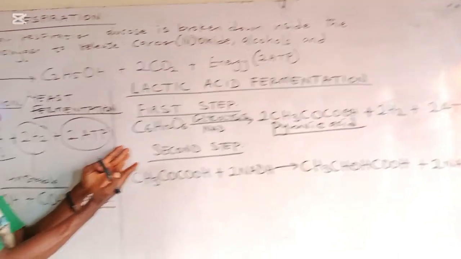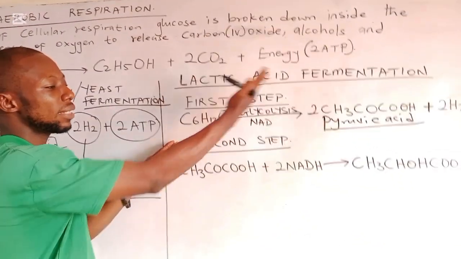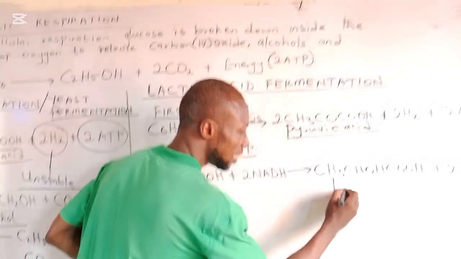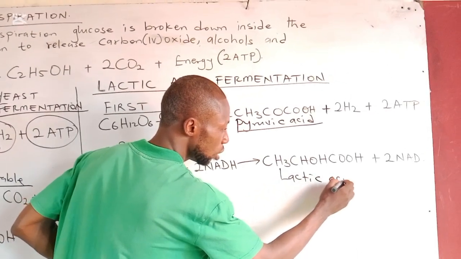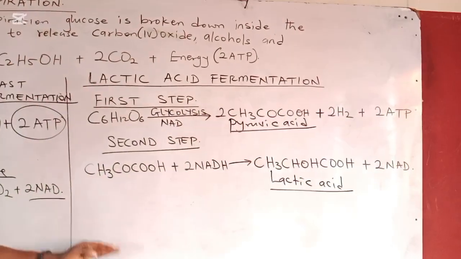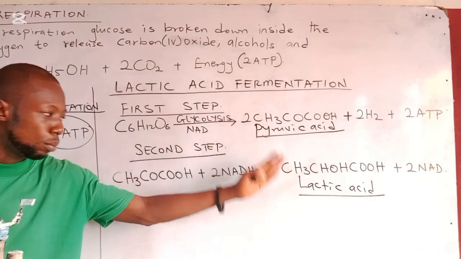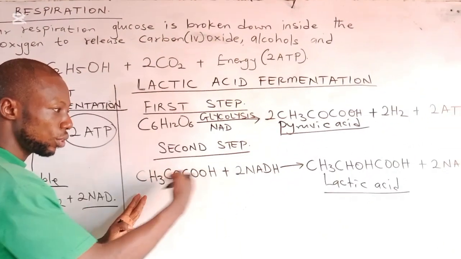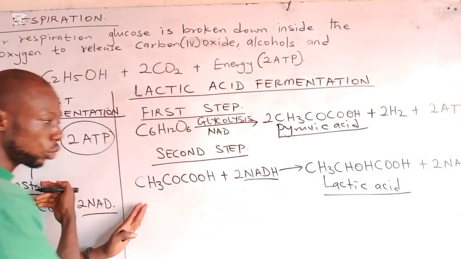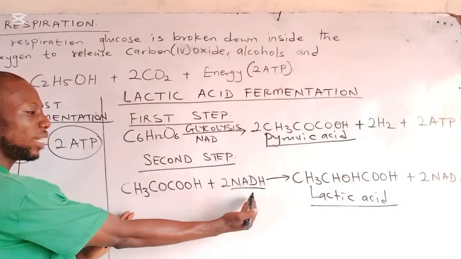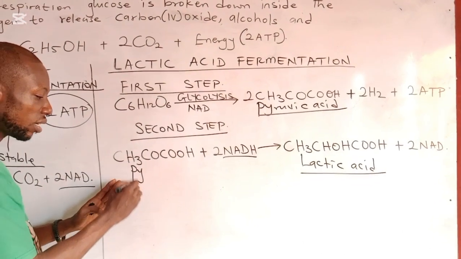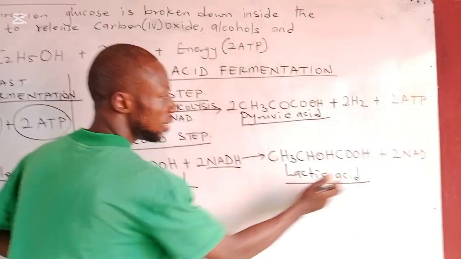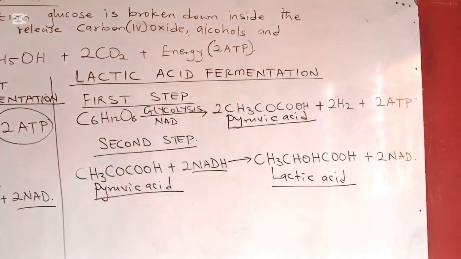Now the second step shows why it is called lactic acid fermentation. Why is it called that? Because lactic acid is produced. The pyruvic acid is finally reduced by the enzyme we discussed before. So this enzyme binds with the hydrogen ion to the pyruvic acid to produce lactic acid, and the enzyme remains the same.